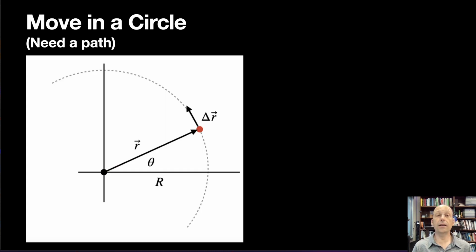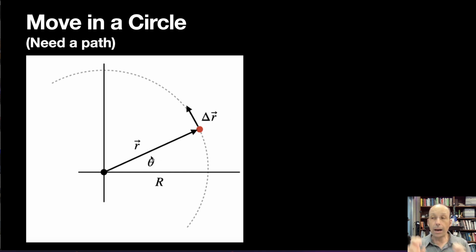So let's find the path integral for an object. And the first thing we need to do is move it. I need a path, right? So how do I move an object in a path? Let's pick the path of a circle just because it's a little bit easier. And I need to define that somehow. I need to define the location of that and the direction. I need delta r.